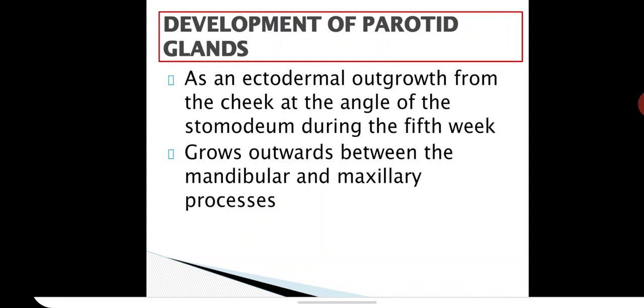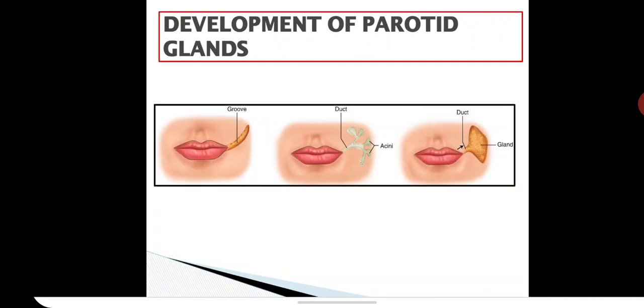The ectodermal origin of the parotid gland is proved by the presence of myoepithelial cells in the acinar walls. In the submandibular and sublingual glands we will not see myoepithelial cells in histology. Only glands which develop from the ectoderm will have myoepithelial cells. So this is how, between the maxillary and mandibular processes, the parotid duct develops as an ectodermal furrow. Later the groove is converted into a tube which forms the parotid duct.